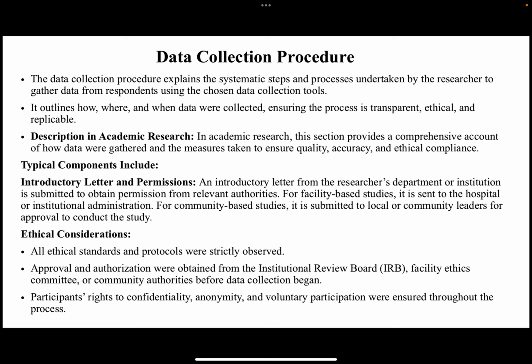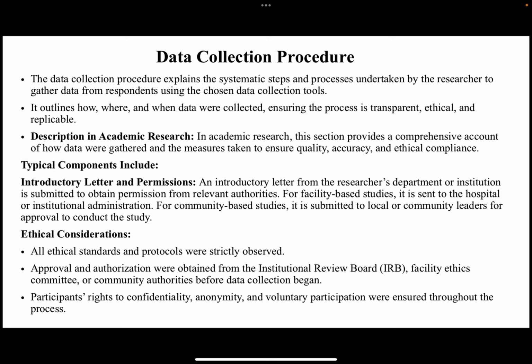You don't take the introductory letter from your school and keep it there. You receive the introductory letter from your school or your department where you are practicing, or where you are studying, or you are under training, then you submit it to the authorities in the institution where you are going to conduct the study, the administrative authorities in charge, for approval or for permission to conduct the study.